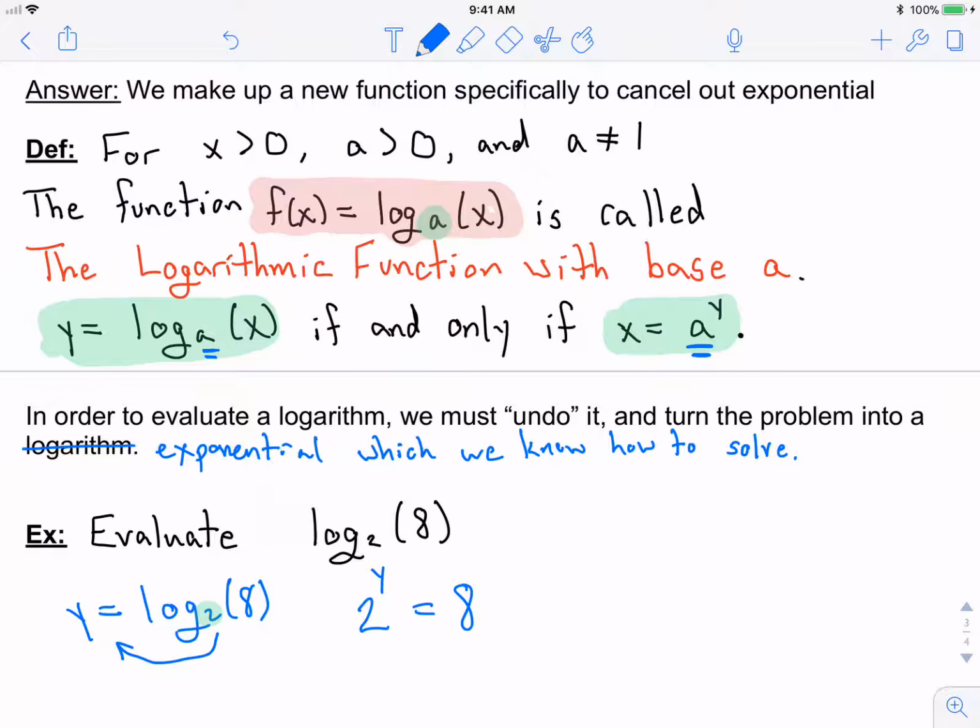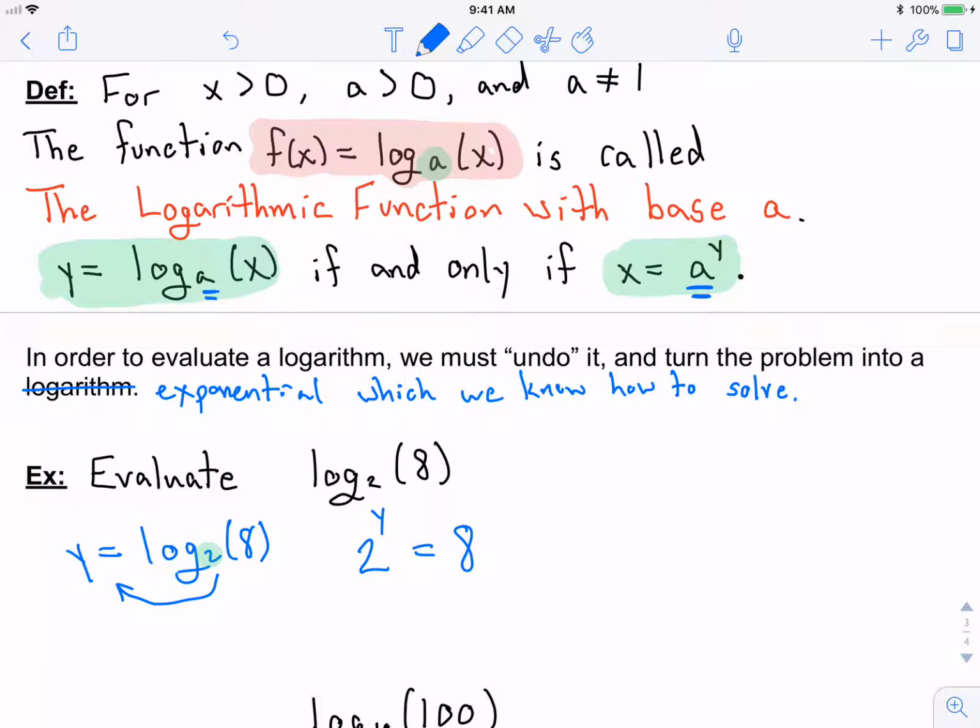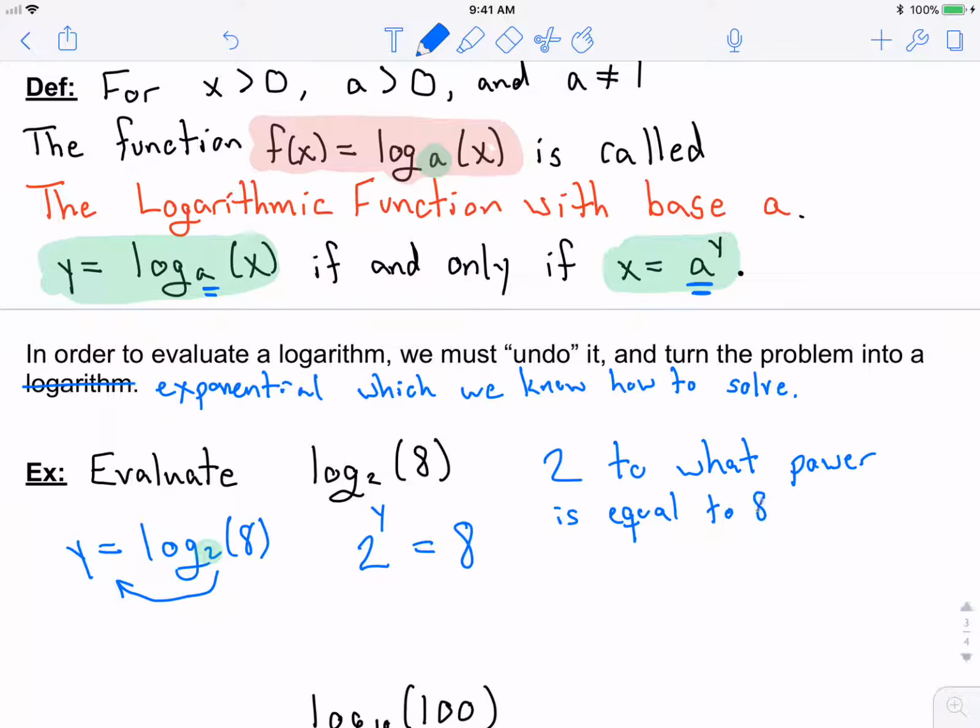So 2 to what power is equal to 8? In order to solve this, we need to think and sort of guess and check. Well, 2 to the power 1 is 2. 2 squared is 4. 2 cubed is 8. So y is equal to 3. We have to guess and check and sort of solve for y slowly to figure out what it is.